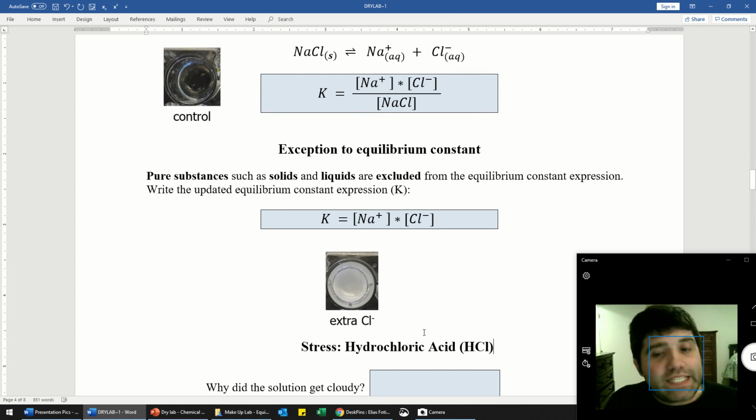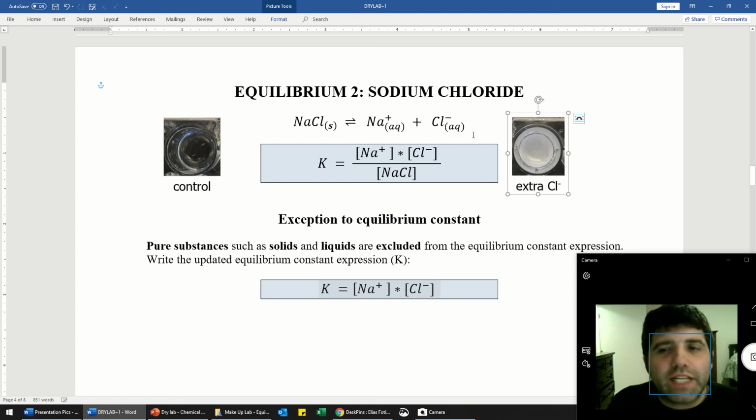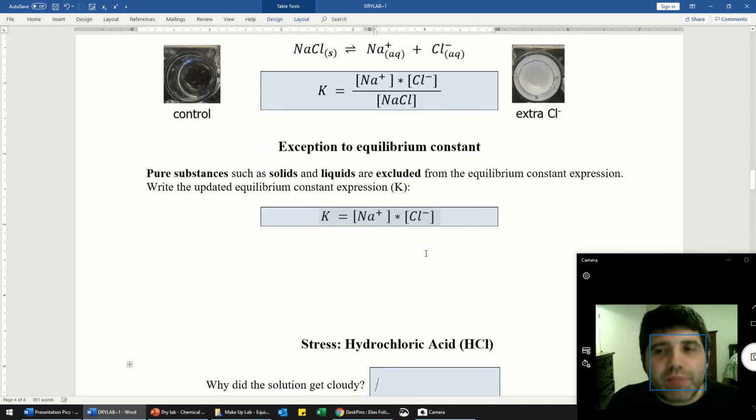And in water, it's not really HCl, it's H plus and Cl minus. So what we're doing is we're adding more of an ion that's already there, Cl minus. We're adding more product. And what we see happens is you can see that some solid comes out of the solution. So we make some salt, some solid salt. So the solution gets cloudy or a precipitate forms.